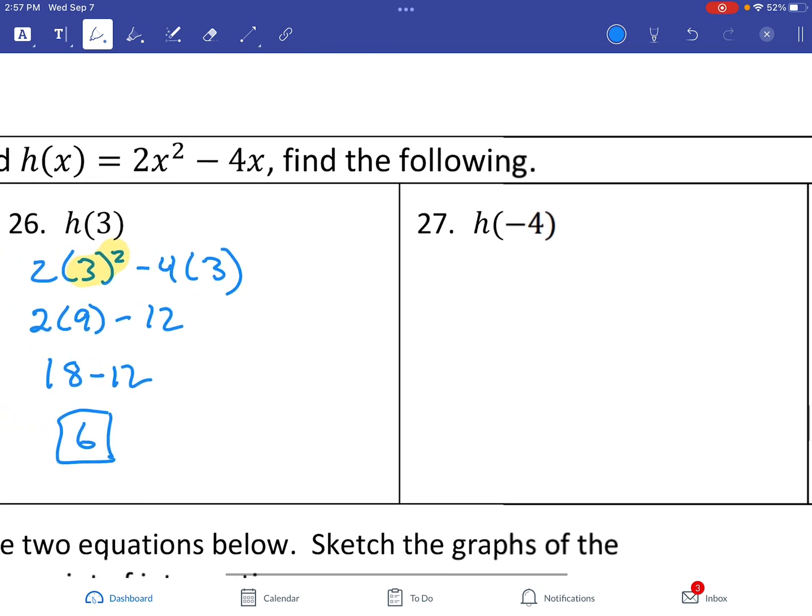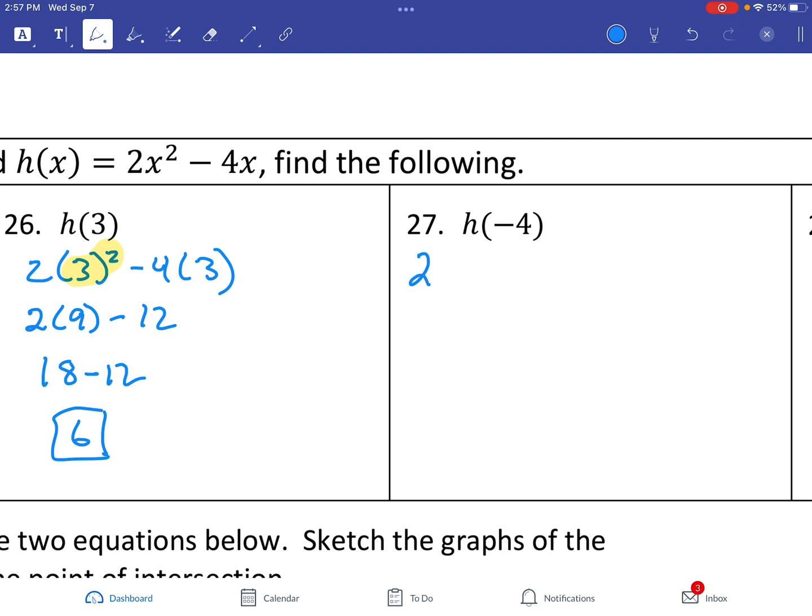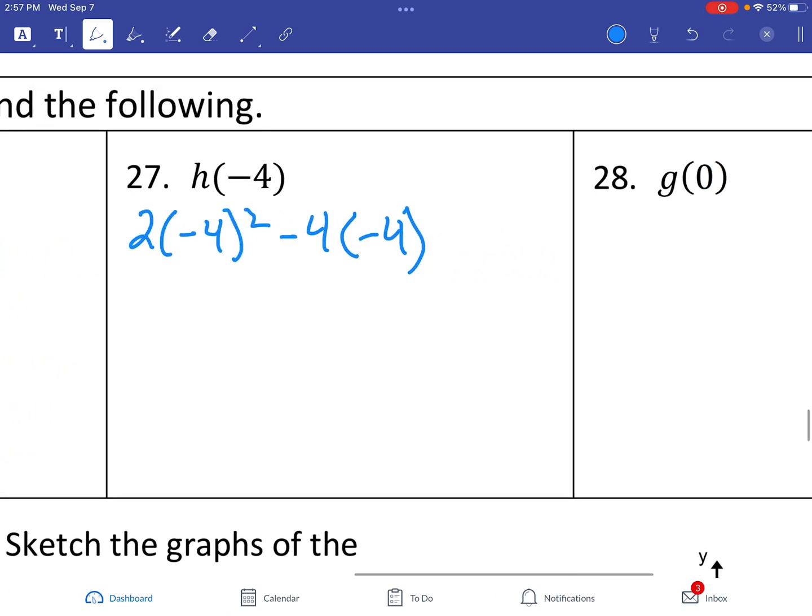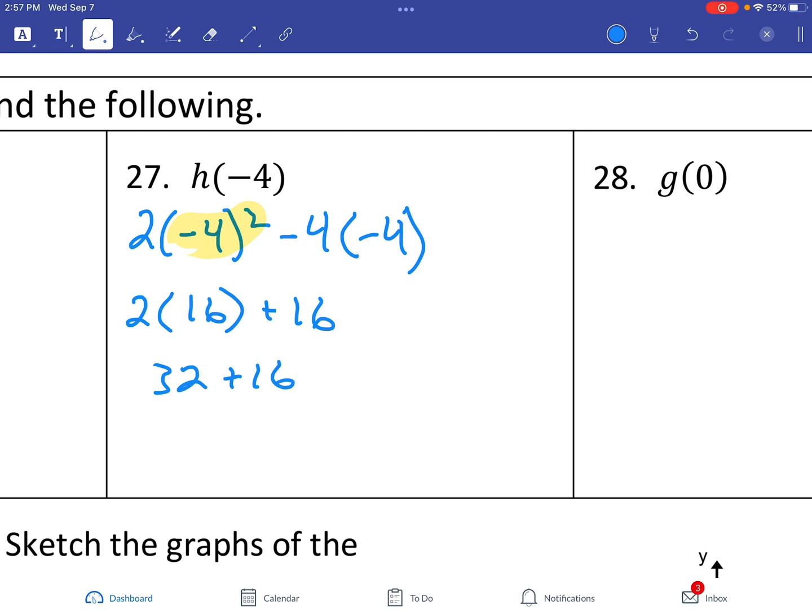Okay, now I'm putting negative 4 into the h function, so I have 2 times (-4) squared minus 4 times (-4). Notice I put the negative 4s in parentheses both times to make sure my information is organized. Again, I do the negative 4 squared, which gives you 2 times 16. And negative 4 times negative 4 on the back end here is positive 16. 2 times 16 is 32, plus 16 is 48.